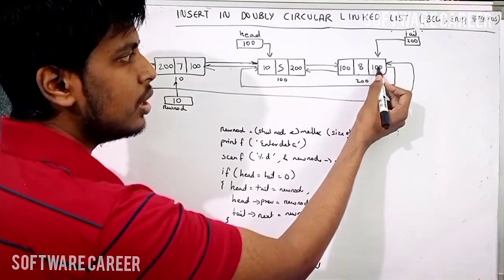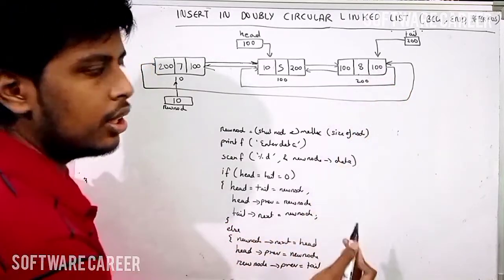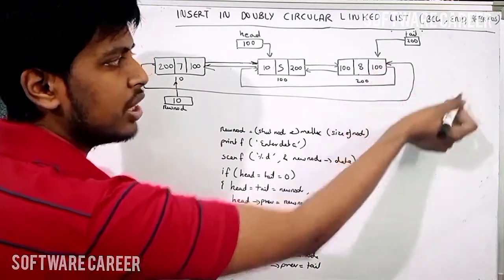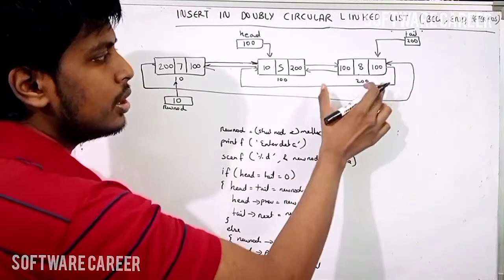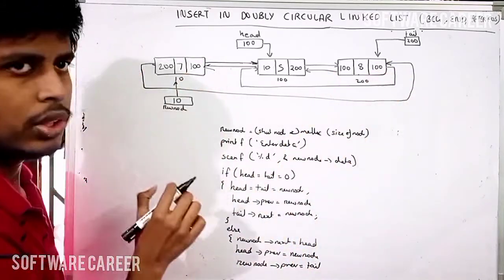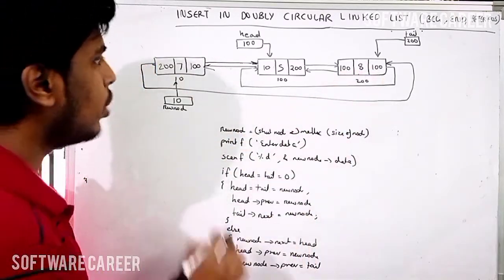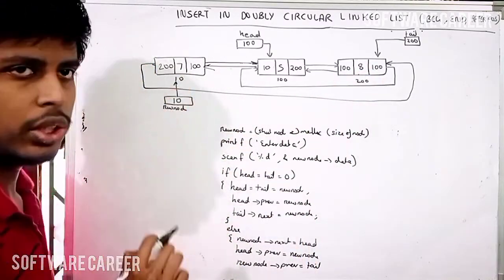See, now this is the last node. In the next pointer of the last node, that is this pointer, I should store the address of the next node. Now this is circular, so the next node of this last node is the first node. So I should store this address, that is 10, in this pointer. So where can I get 10 from? From the new node address.